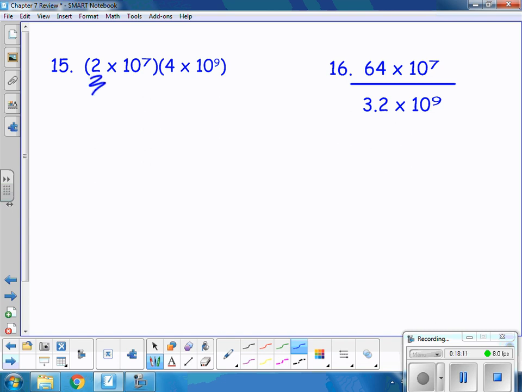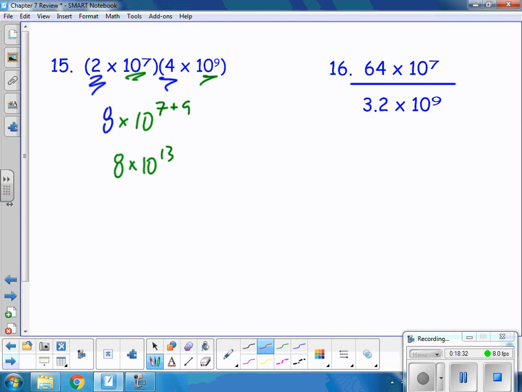Let's see. So for these guys, I can take my 2 and my 4, multiply them together to get 8. I can take my powers of 10, and I can combine them. So I have my 7, and it's times 9, so I'm adding them together. I end up with 8 times 10 to the 13th power.